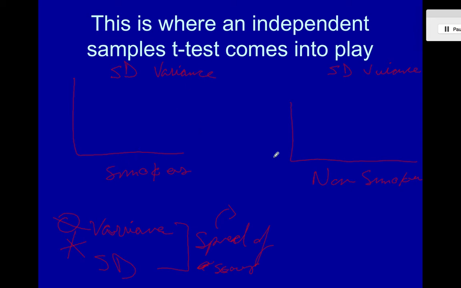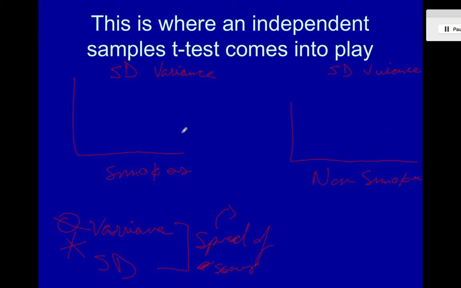So here my smokers are different than my non-smokers. So here I have to calculate an average for my smokers. I have to calculate a standard deviation and a variance for them. I have to do the same for the non-smokers. I have to calculate an average, standard deviation, and a variance for them as well.